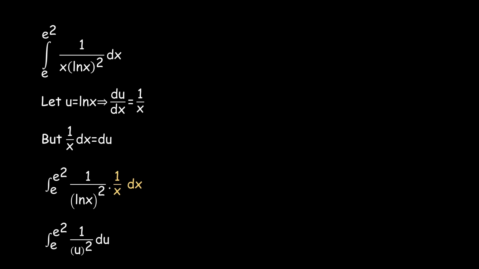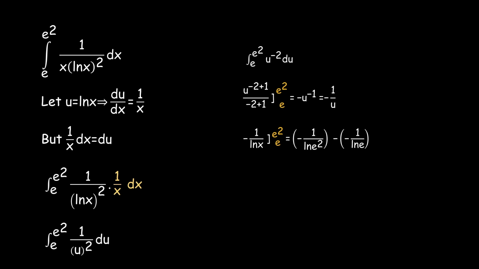It means we're trying to find the integral of u to the power negative 2. This would be u to the power negative 1 over negative 1. Now, we substitute u back into our final answer and we get negative 1 over natural log of x. Putting in our limits, which are e squared and e, we would have negative 1 over 2 plus 1, which is equal to a half. So our final answer for question number 9 is a half.